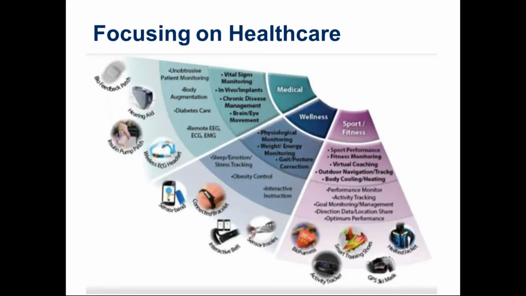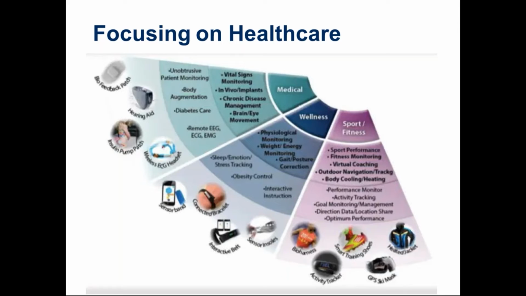We also need to have remote access to vital sensors such as ECG, EEG, EMG. So what are we looking at? What do we need? We need a biofeedback patch. In a biofeedback patch, we are getting continuous feedback. A hearing aid, which is a smart one. An insulin pump patch. There is a patch which shall be able to, without injecting, pump insulin into your skin. A wireless ECG headset and all those things.